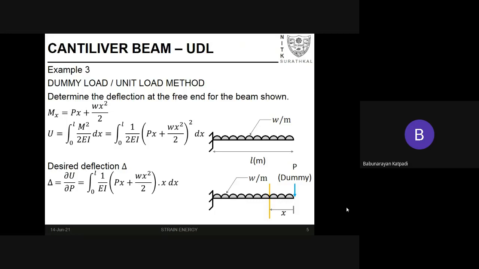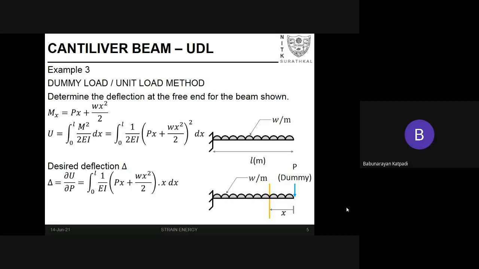So now we have an example of a cantilever loaded with uniformly distributed load, and you want to determine the deflection at the free end. Determine the deflection at the free end for the beam shown. You have a cantilever beam of span L, and the load is W per meter, W per unit length. Now we have a problem here in applying the principle. We don't have a load at the desired displacement location. We need the displacement at the free end. The load is uniformly distributed.